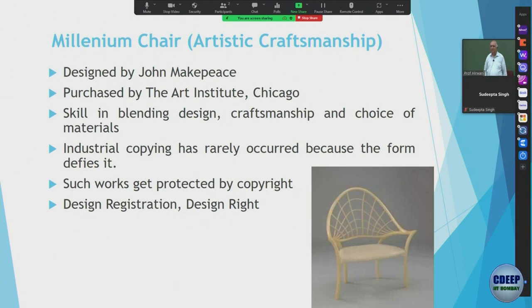This is a chair called Millennium Chair, it is at the Art Institute of Chicago. Again, copying is very difficult because of the shape, as you see, the form, which you cannot really copy in that sense. There is a lot of artistic work there. It gets protected by copyright, but they also have a design right on that.